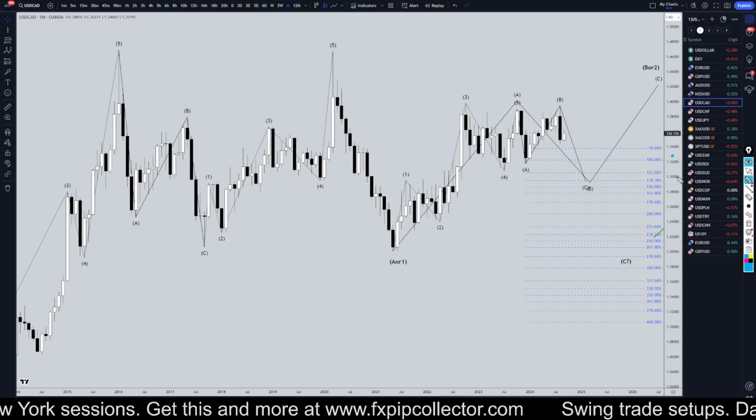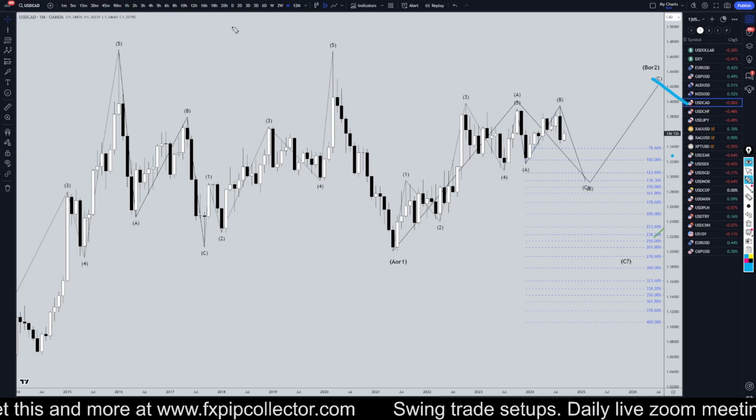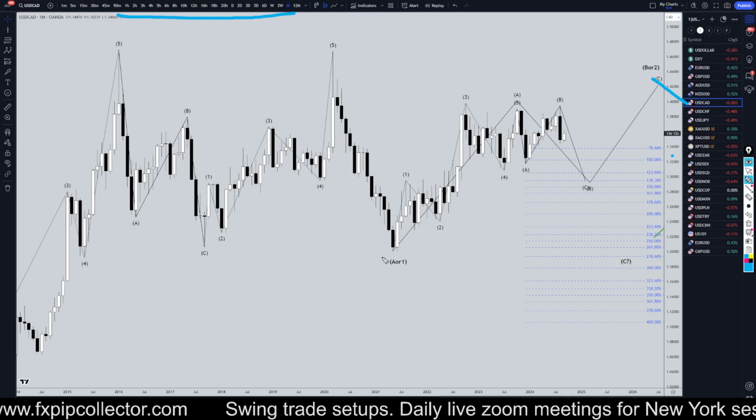Today is Monday, September 16th, and I'm going to be analyzing the US dollar Canadian, starting on the monthly, working my way all the way down to the 1 hour time frame for the full top-down analysis.